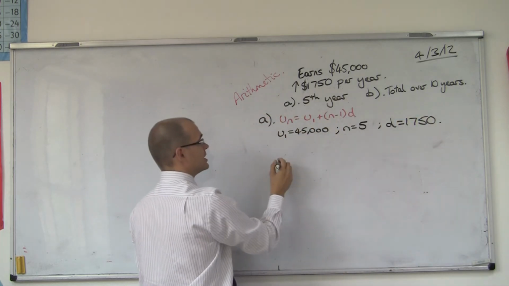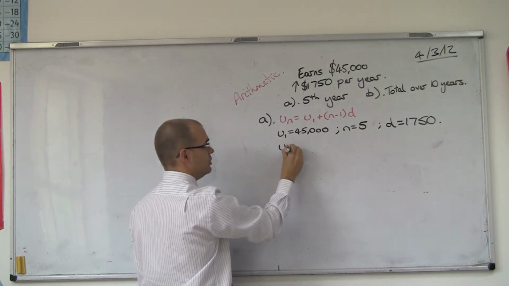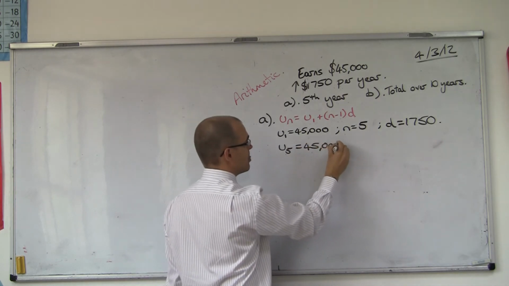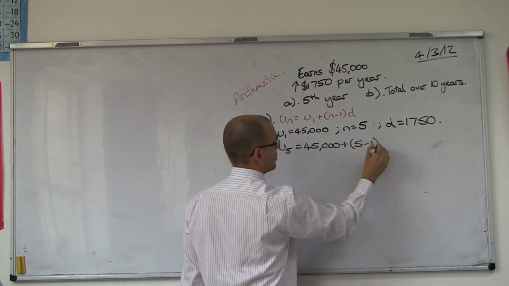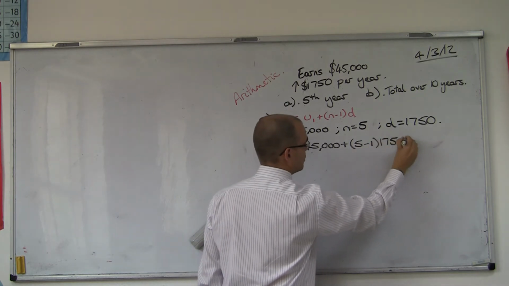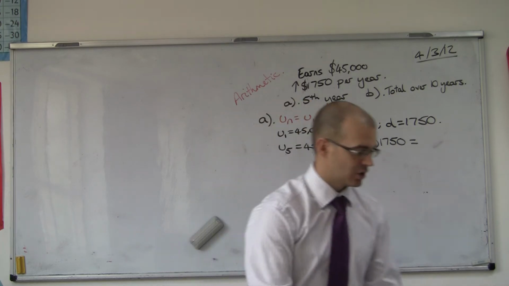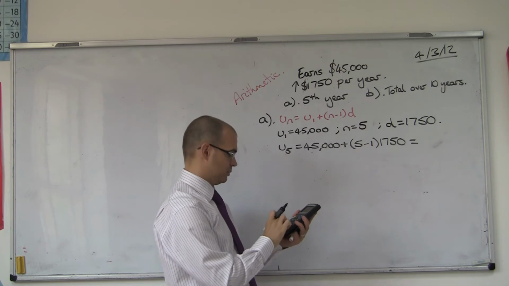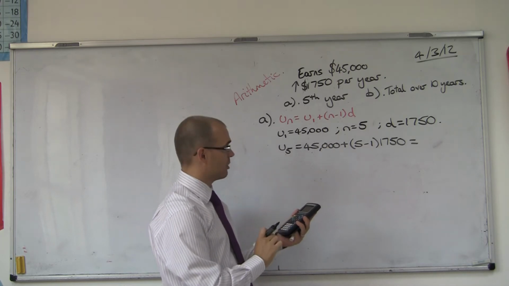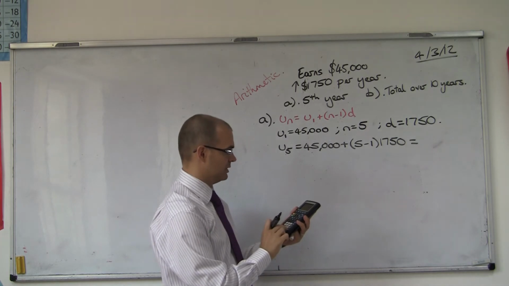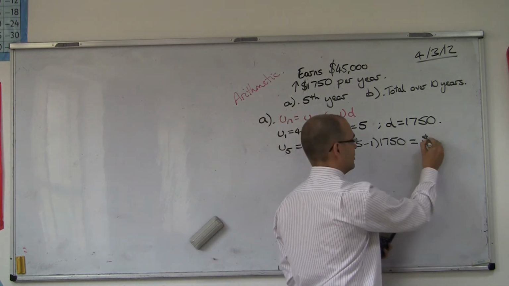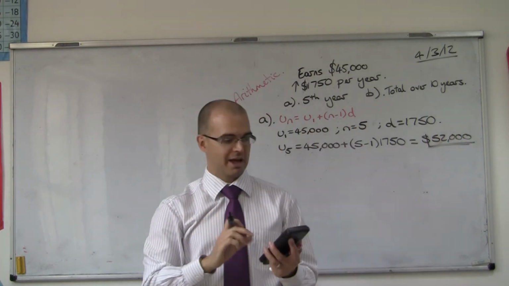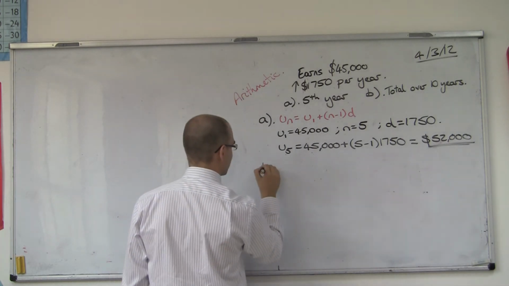Okay? Simply substitute it all in. un therefore becomes u5. Remember the 5th term, that's all that means. u1, 45,000, plus n, 5, minus the 1, times by 1,750. It's as straightforward now as typing that into your calculator. Quite simply, 45,000 plus, don't forget the brackets, 5 minus 1, close your bracket off. You don't have to do the times sign on your calculator, and it gives you a nice straightforward $52,000 in her 5th year of teaching. Not bad.